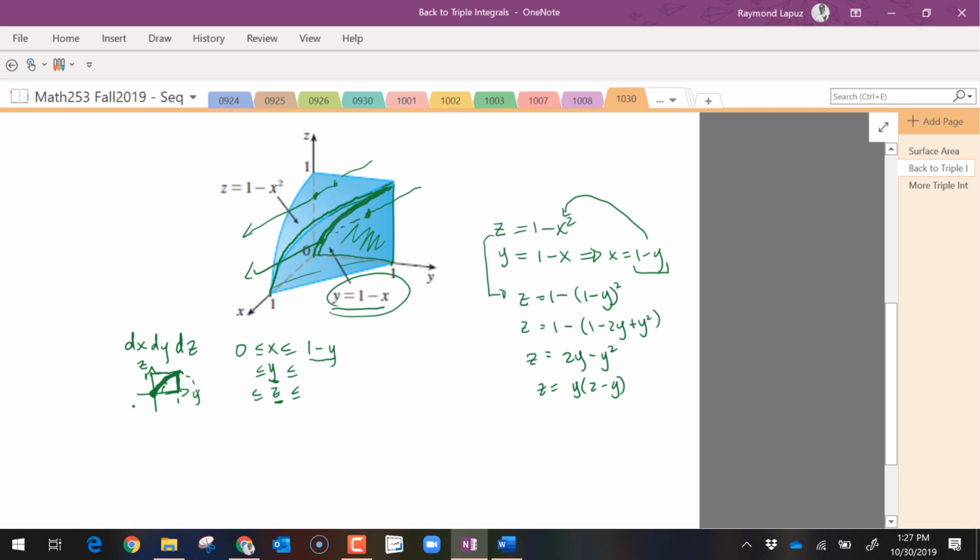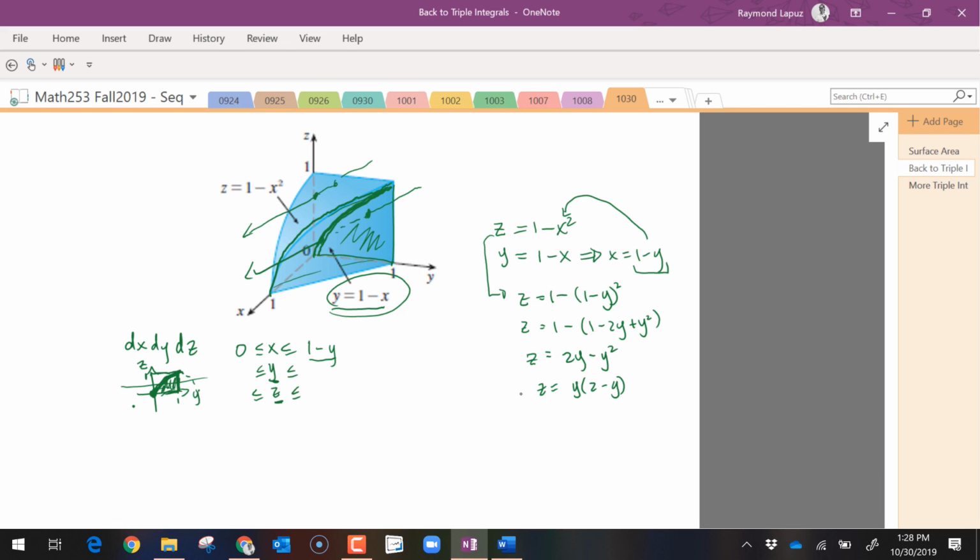Anyways, this would be the region that we're looking at. And so if I wanted to integrate this with respect to y first and then z, I would need to draw a line parallel to the y-axis, right? Oh, that's not going to be easy either. Boy, what did we get ourselves into? Right?